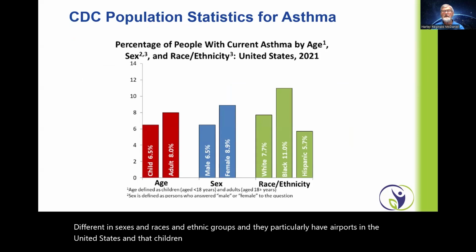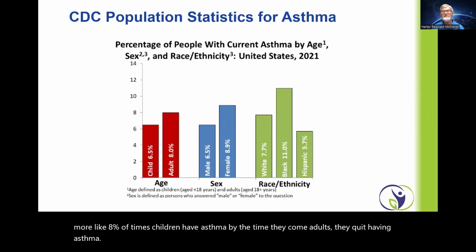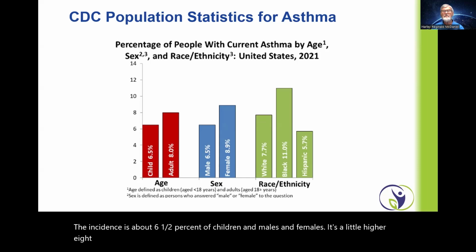About 6.5% of children have asthma, but in adults, it's a little more like 8%. Now, oftentimes, children have asthma, but by the time they become adults they quit having asthma, but sometimes it persists. In sex, the incidence is about 6.5% of children, males, and females. It's a little higher, 8.9%.